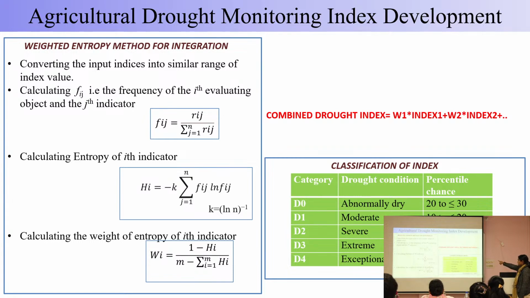Here also a similar classification was made. Abnormally dry is 20 to 30. Above 30, it is good, I mean wet condition, no drought. Below that, we have categorized different ranges. So if our index has a value of 0.2, we know that it is on the borderline of being a drought situation. If the value goes down to 0.05, we know that it is in an extreme situation, like that, using percentiles.